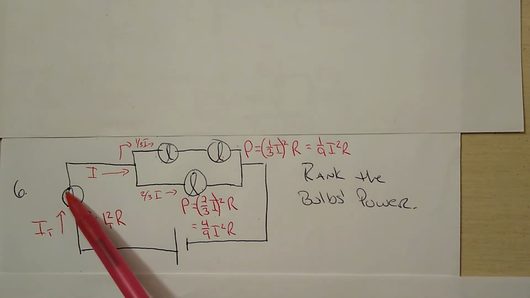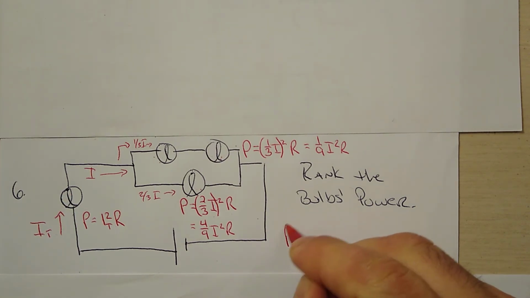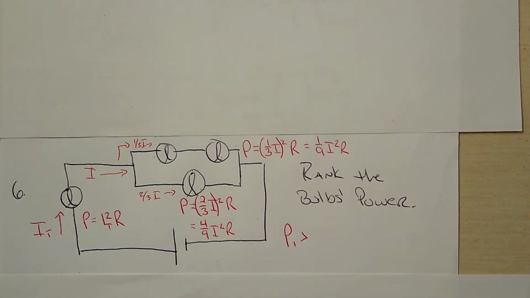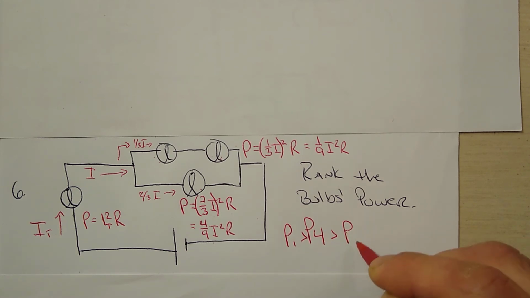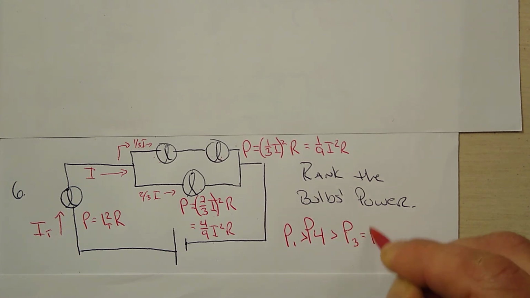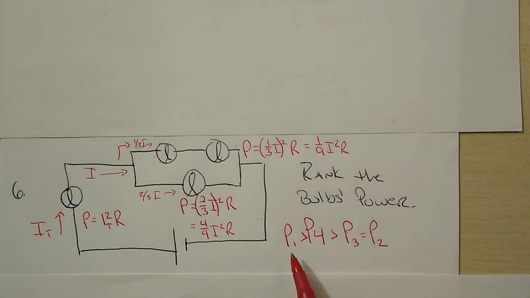And so we have that this bulb number 1 is greater than bulb number 4, which is greater than both bulb number 2 and 3, which are equal to one another. And so 1, 4, 3, and 2.